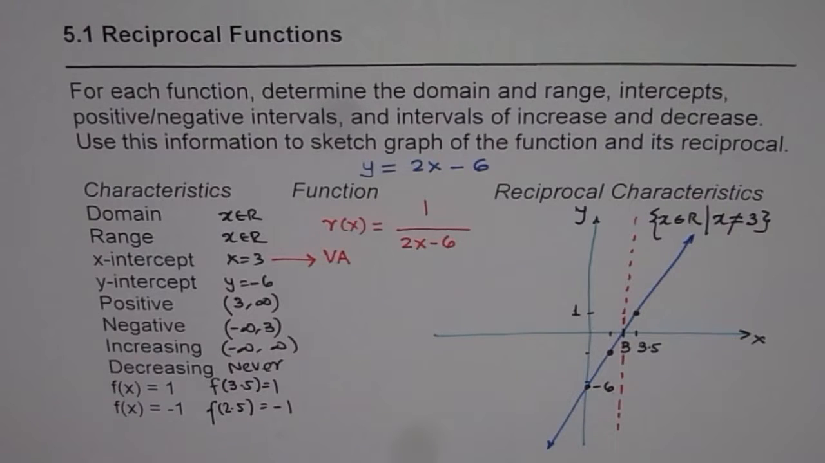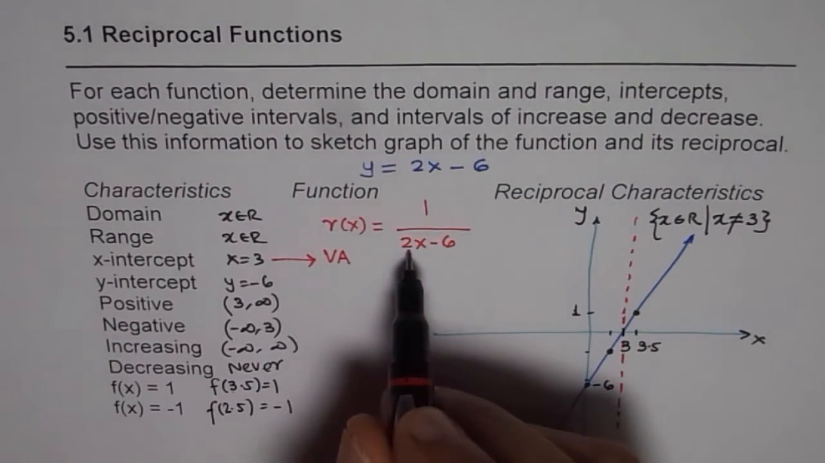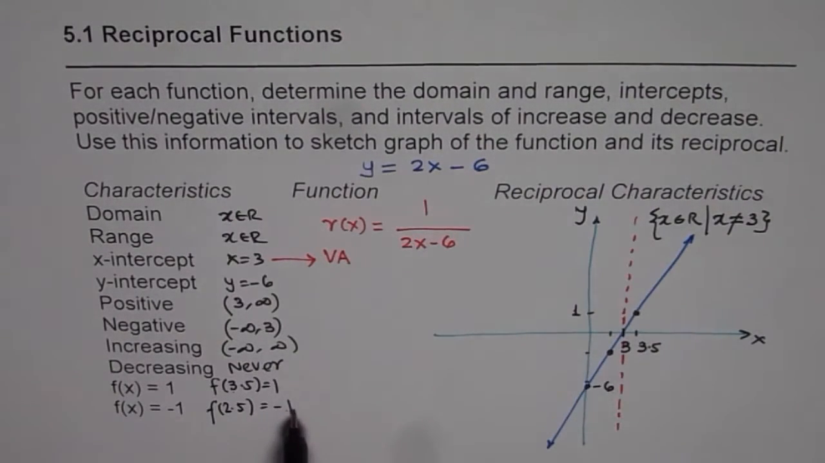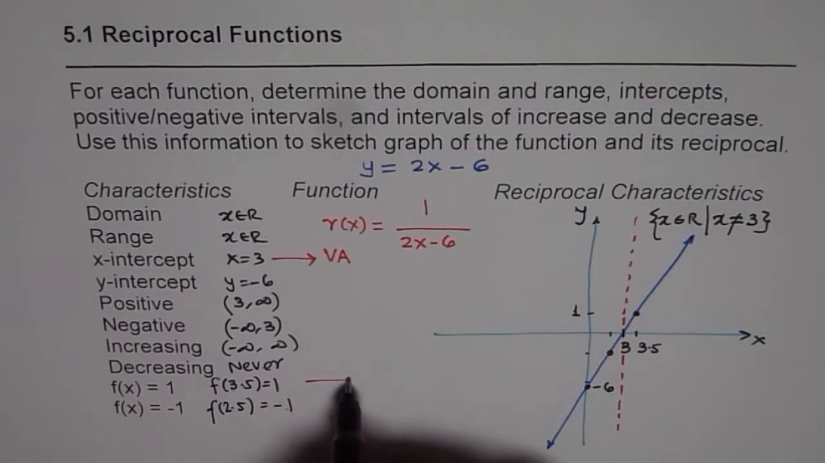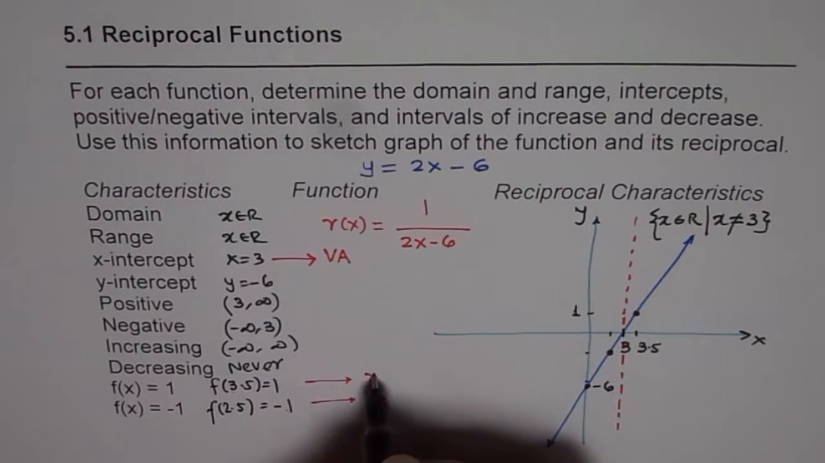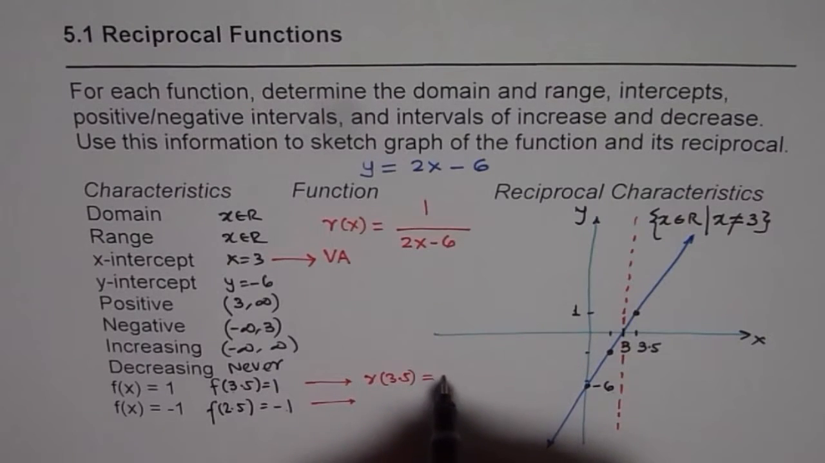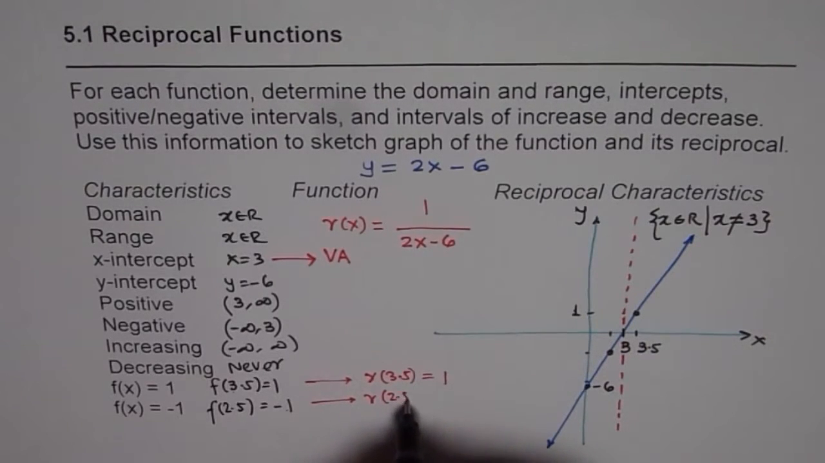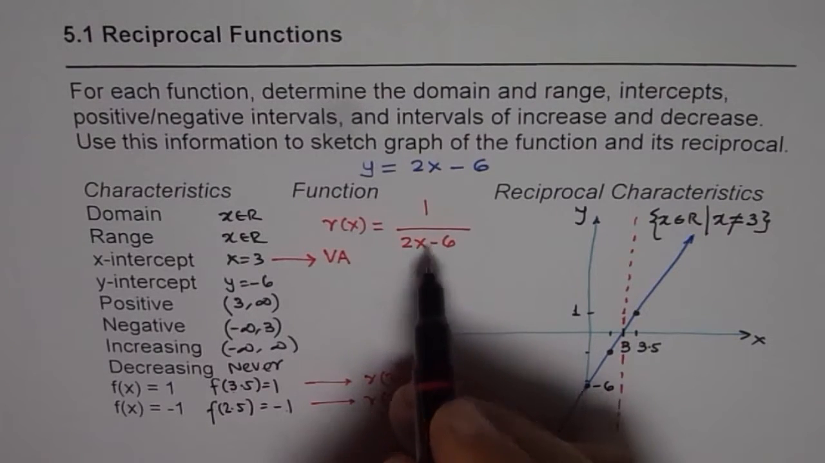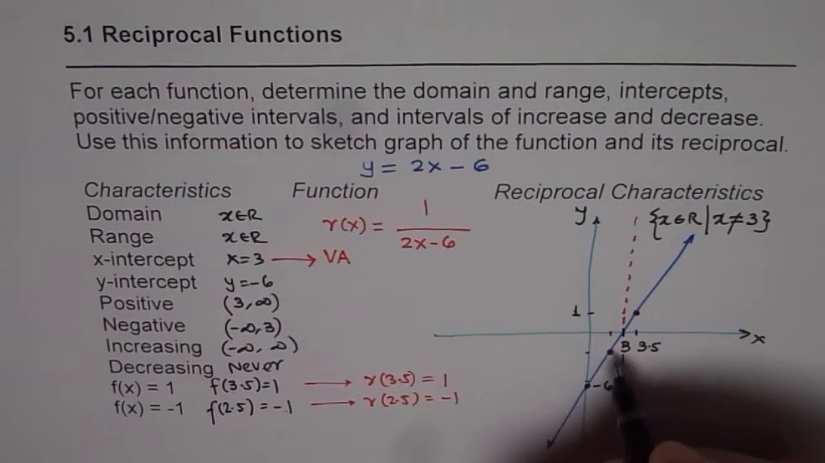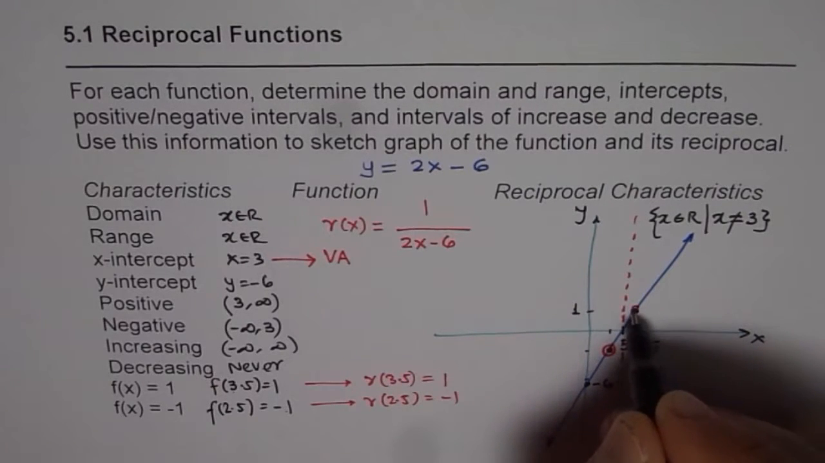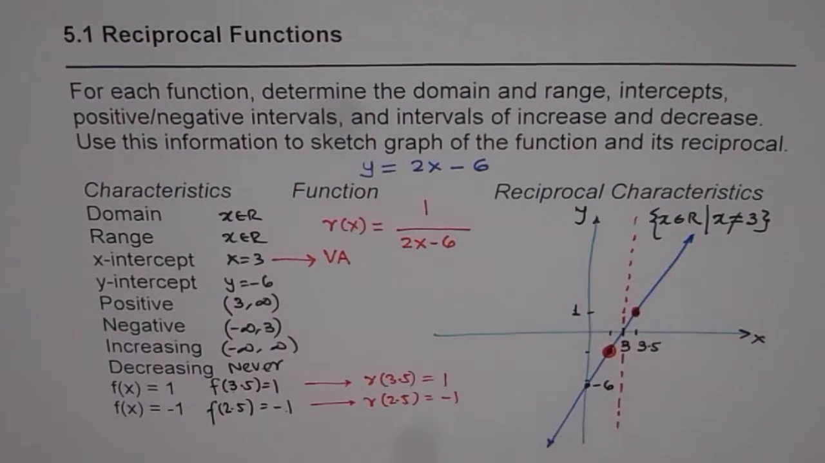Now, another important point is, as I said, plus or minus 1. So what is the reciprocal of 1? If I write 3.5 here, what do I get? Or if I write 2.5, I'll get minus 1. So here you will notice that r of 3.5 is also 1 and r of 2.5 is also minus 1. R is this reciprocal function. These are called invariant points. These points will be common to both the graphs, so I'm marking them as invariant points.